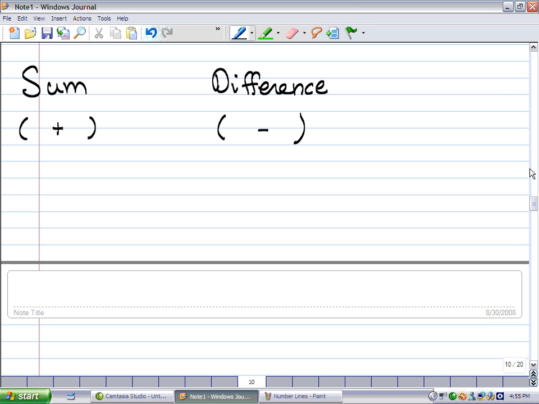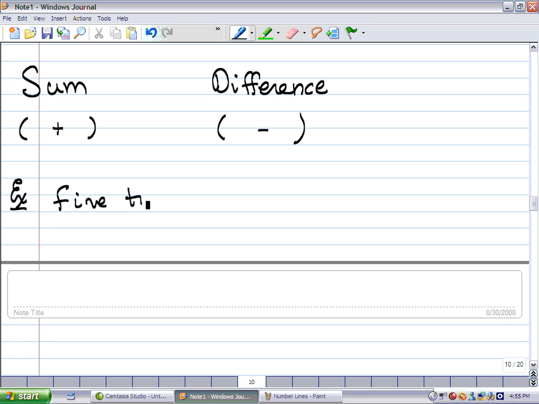By using the word sum and difference, we're saying we want the addition or the subtraction to go ahead of the multiplication and division. So we're changing the order of operations. We need to indicate that with parentheses. So let's look at an example of that.